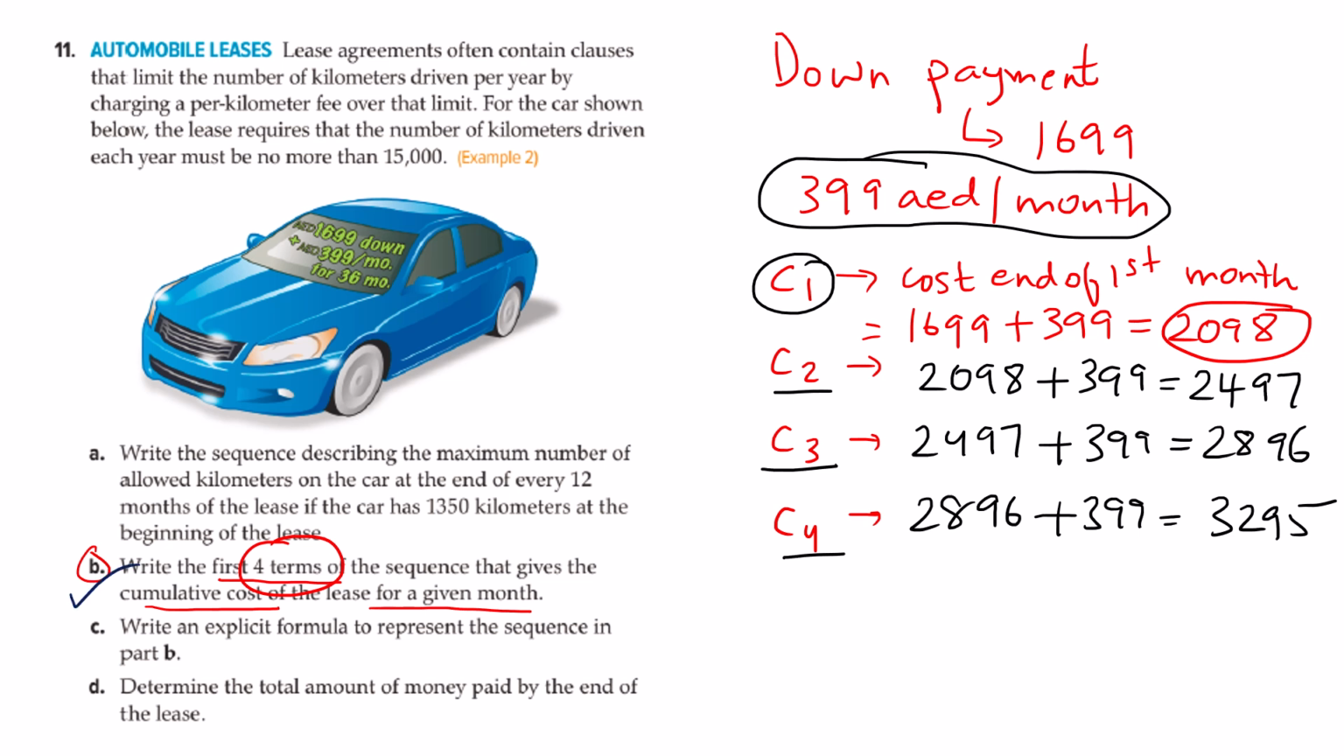So let's write the final answer. So the final answer for B part, it has 4 terms, so we will write one by one. The first is 2098, then 2497, then 2896, and last is 3295. So that completes part B. Let's go to part C in the next slide.